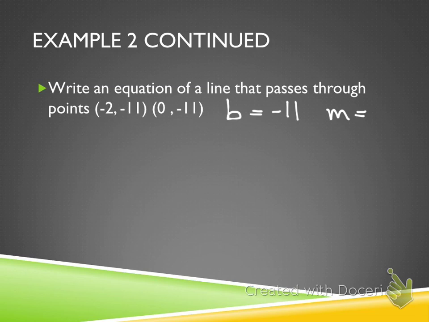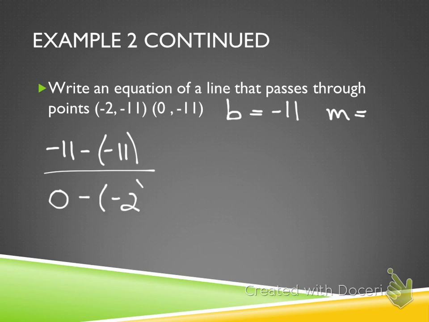All right, so y2 is negative 11 minus y1, which is also negative 11. Did you write a double negative? Yes. Over x2 minus x1, which also becomes a double negative. So, 0 over 2. So what is my slope? 0. Okay, this one's a little goofy. My slope is 0. Remember, if it's in my numerator, my slope is 0.